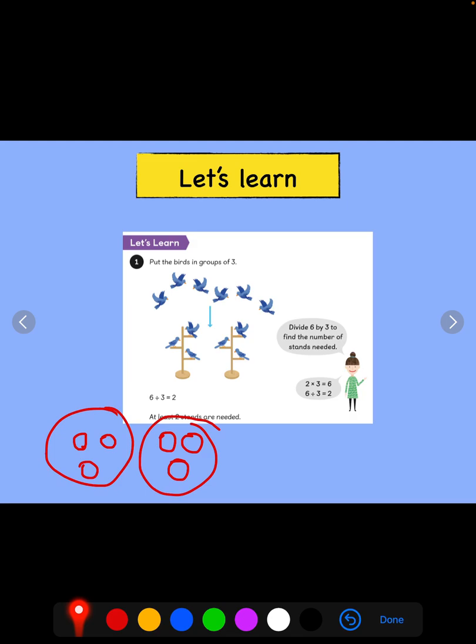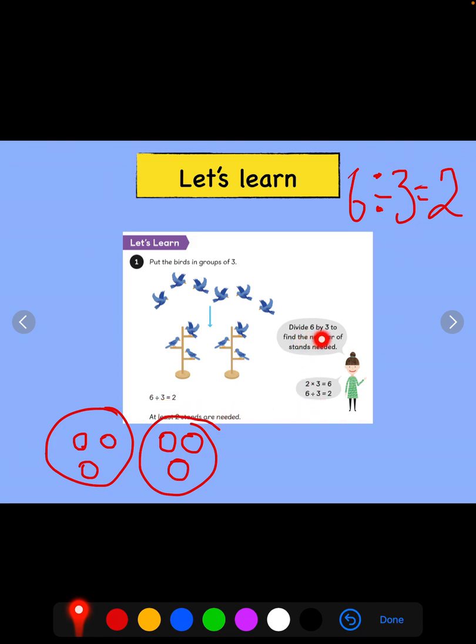What we're doing here is we're sharing the birds out equally onto each of the stands in groups of 3. Another word for doing that is dividing. So we say we have divided 6 birds by 3. And when we do that, we have 2 groups of 3 birds. So remember that dividing, this symbol here, is the same as sharing equally. So sharing this number into equal groups of this.